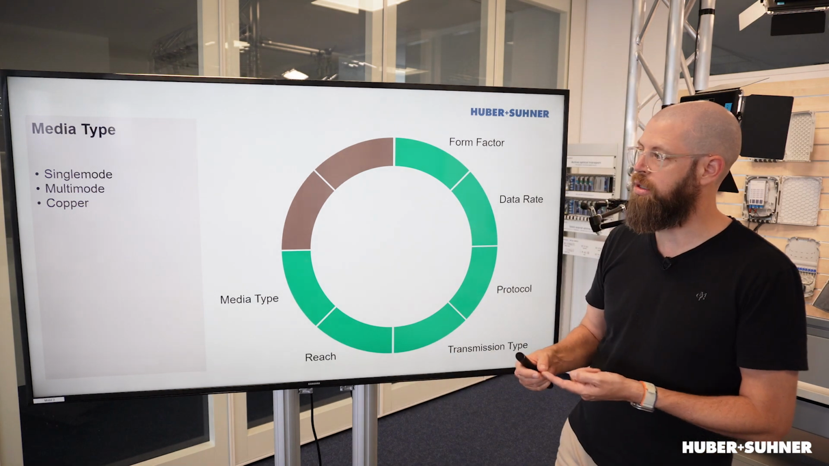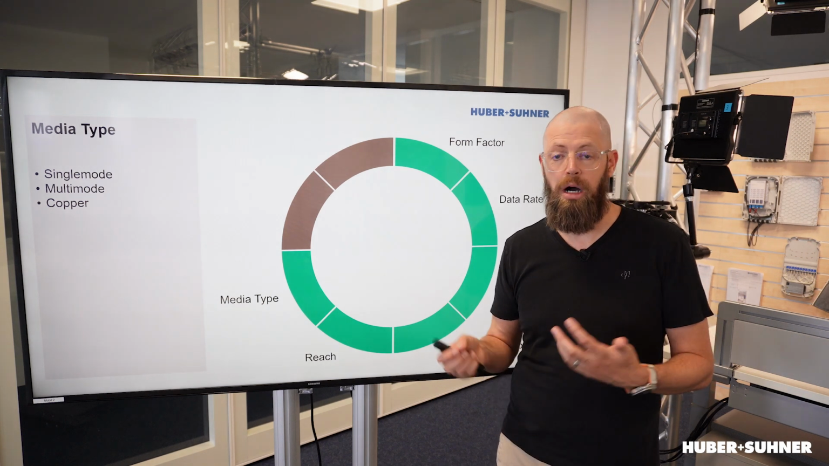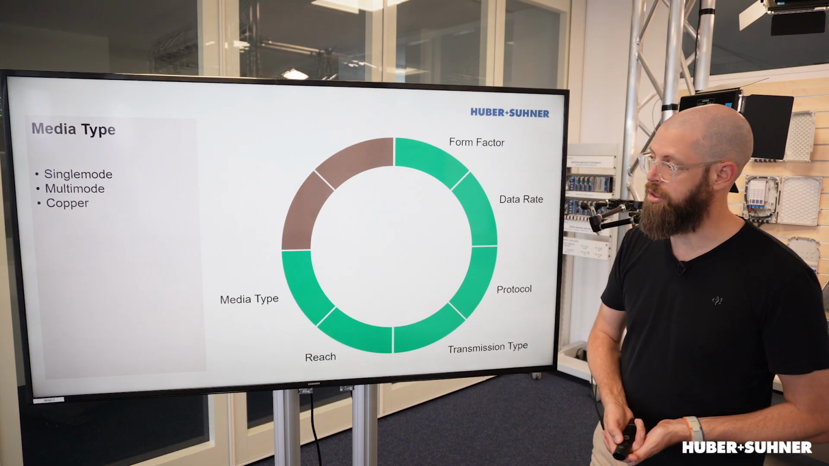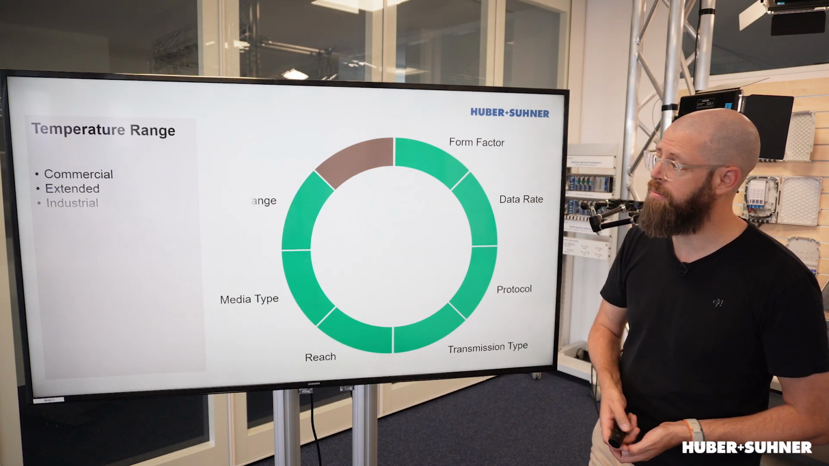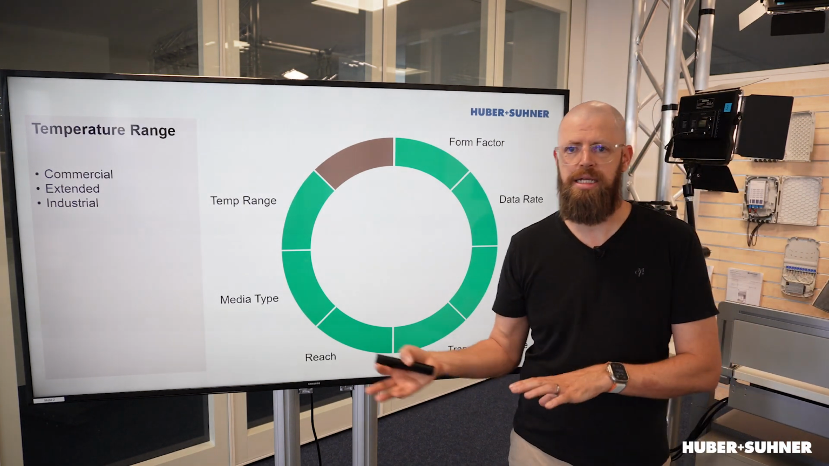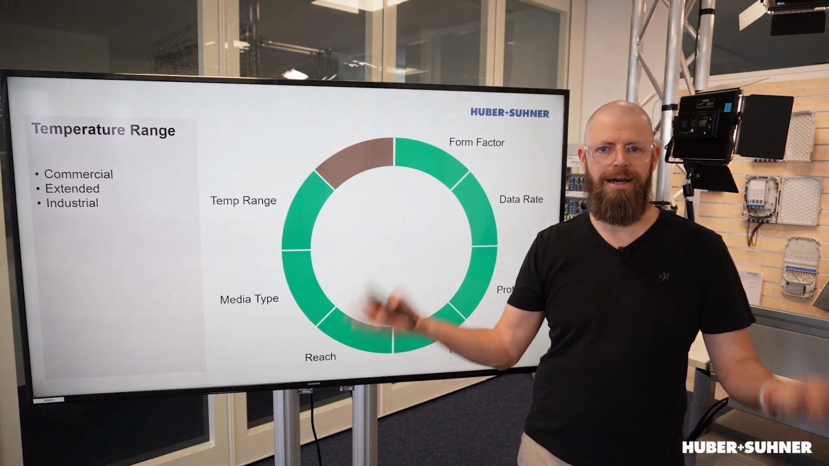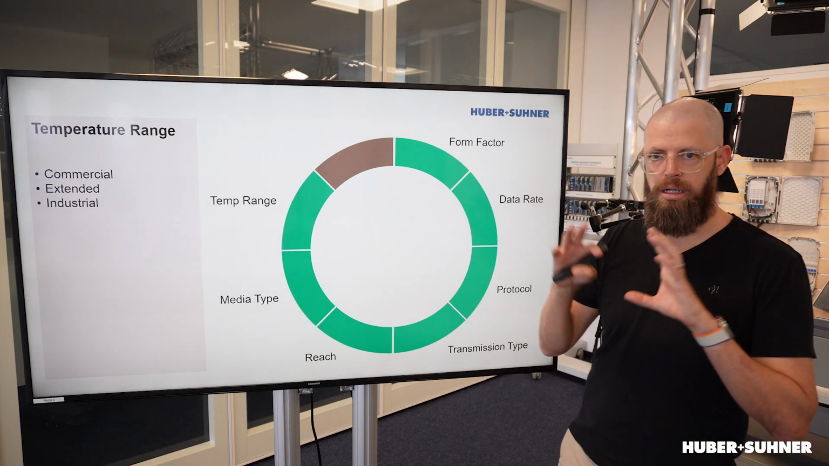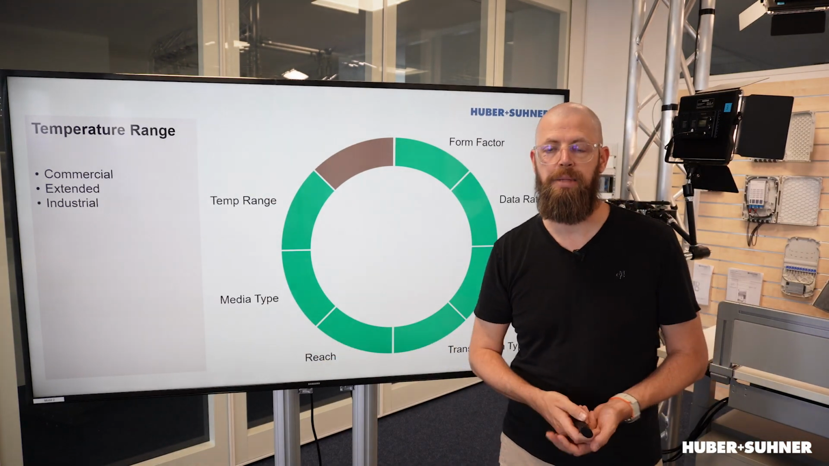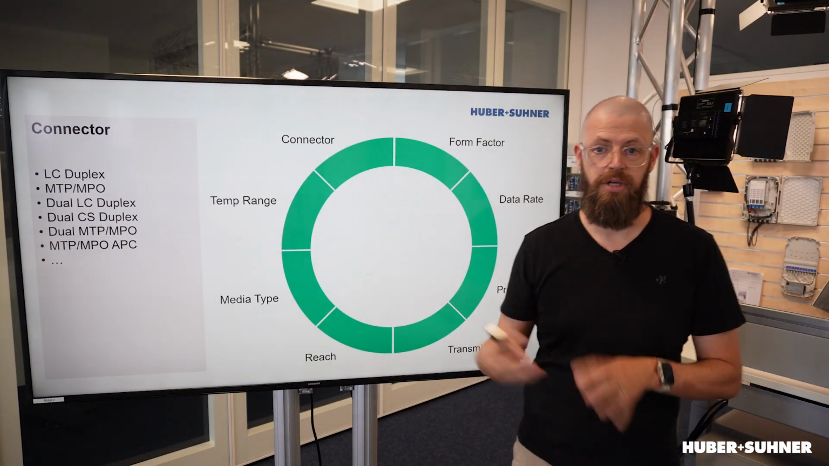So in other words, have we got a single mode fiber infrastructure or a multi-mode fiber infrastructure? Or are we maybe even planning on connecting a copper cable to the equipment? Once we've got the media type, we then are now talking about the temperature range. And the temperature range, obviously, in a data center will probably always be commercial temperature range. But if we're talking about outdoor applications, or uncontrolled environments, then we're talking at least extended, if not maybe even industrial temperature range.